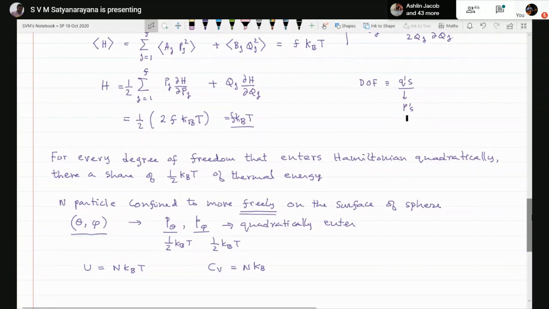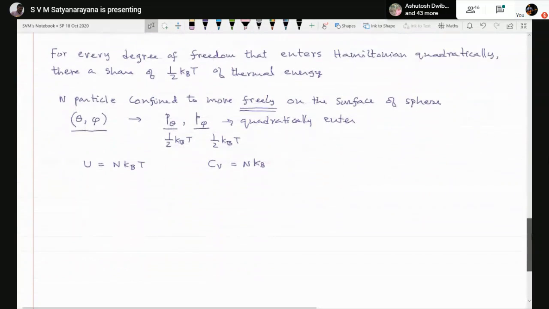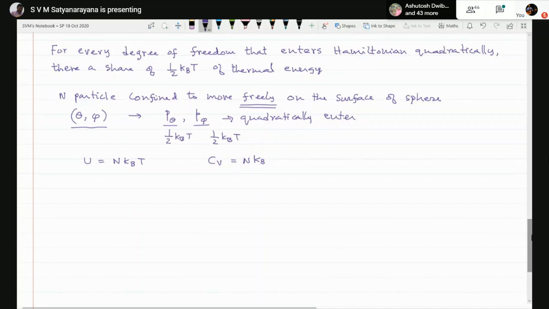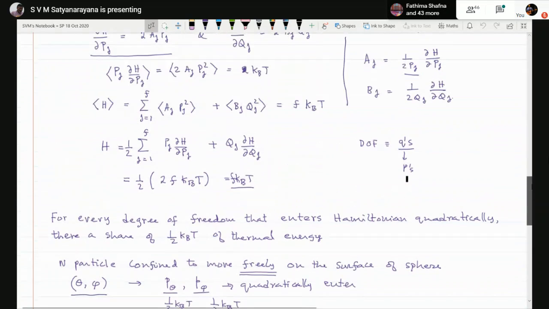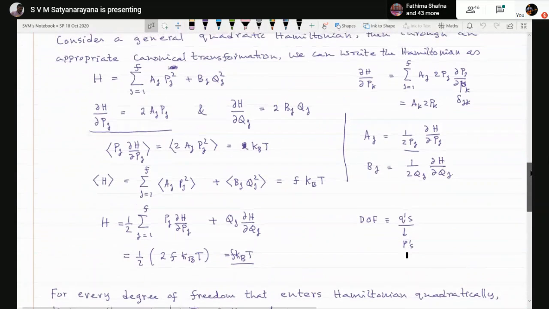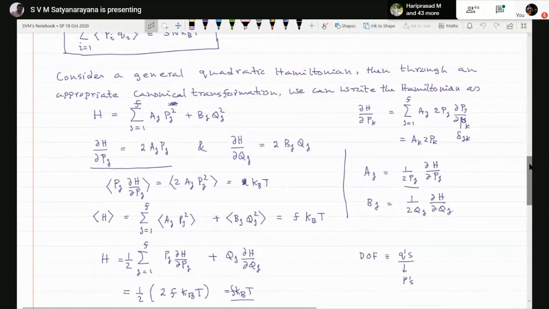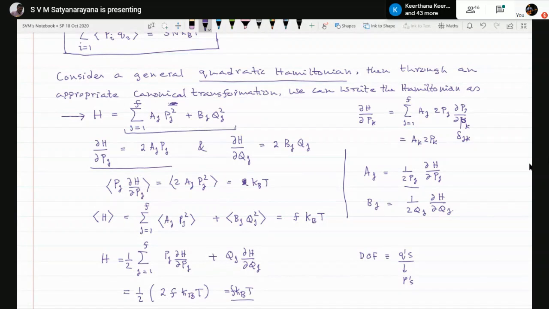Okay, sir. Thank you. Sir, can this term enter as cross terms like p theta p phi, or multiplication of q and p like that? Yeah, in your Hamiltonian you can have cross terms. But what I'm saying is that you don't have to worry about those cross terms because you can always think of an appropriate canonical transformation and bring the Hamiltonian to this form if it is quadratic. So what is important is that the Hamiltonian is quadratic. If it is quadratic, then you can always bring it to this kind of form. Okay, sir.